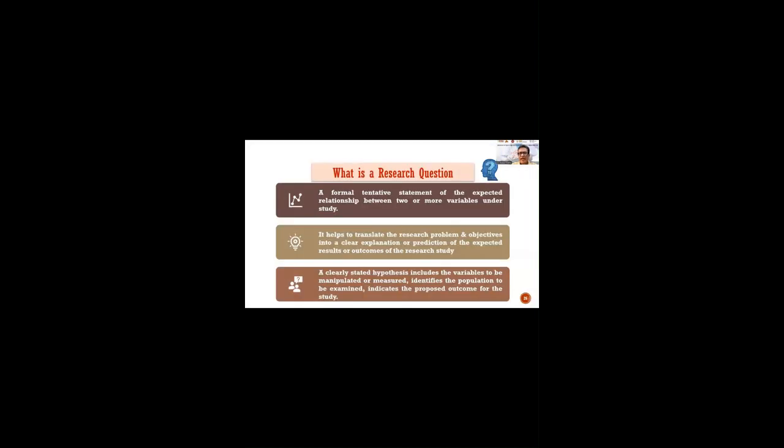And a clearly stated hypothesis includes the variables to be manipulated or measured, identifies the population to be examined, and indicates the proposed outcomes from the study. So the research question is the critical aspect. Now, it might be a quantitative research question. These research questions are precise, which establish a link between the research question and the research design. These questions typically include the population to be studied, dependent and independent variables, and the research design to be used.